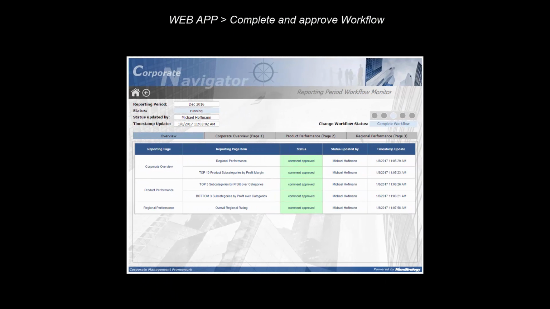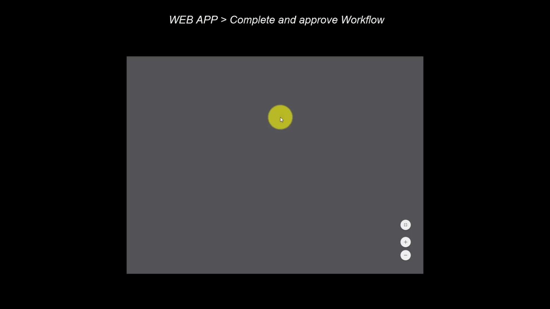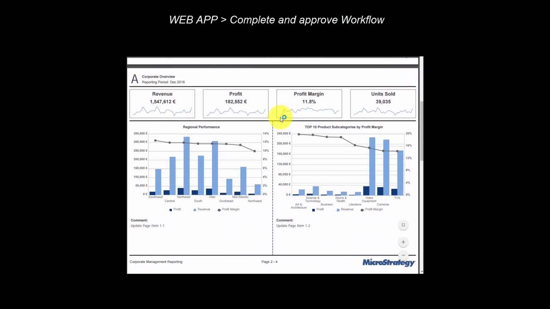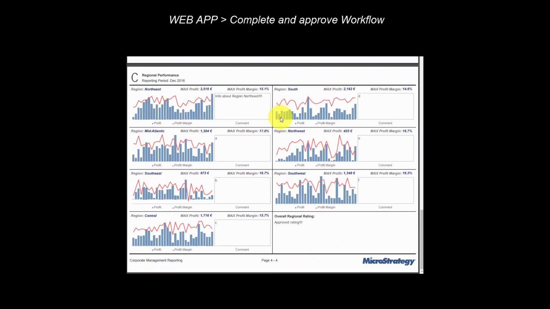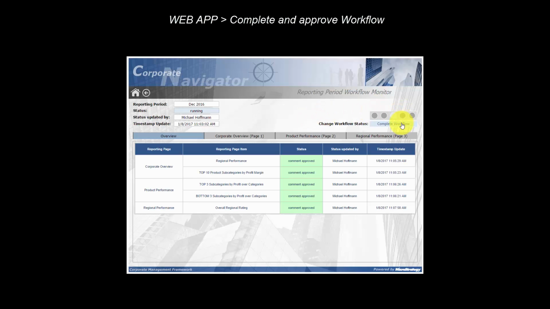I defined a relationship between a reporting period and the corresponding reporting items that have to be approved. But before we approve the reporting period December 2016 completely, we take a last look at the preview of the final corporate report that is ready for distribution. And now we want to approve the whole workflow for reporting period December 2016. The logic works in that way that if all the reporting items with their comments are approved, the overall reporting period workflow can change its status.